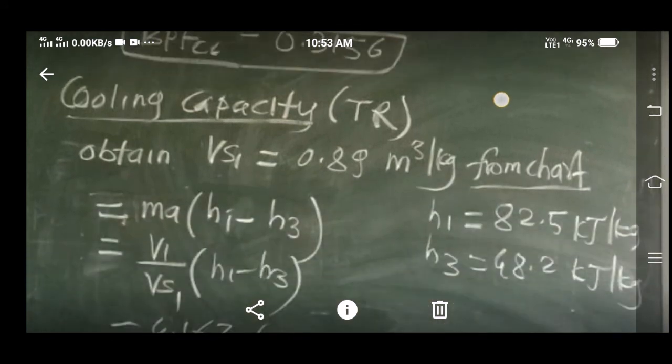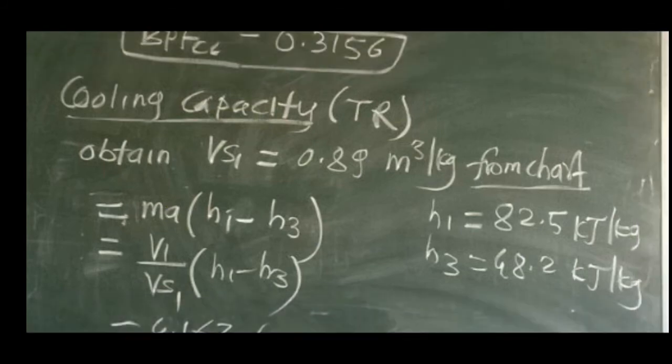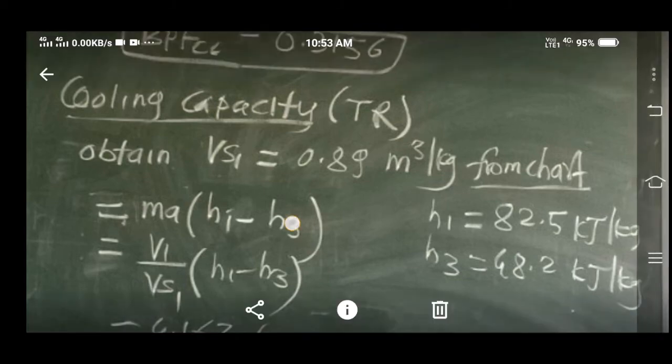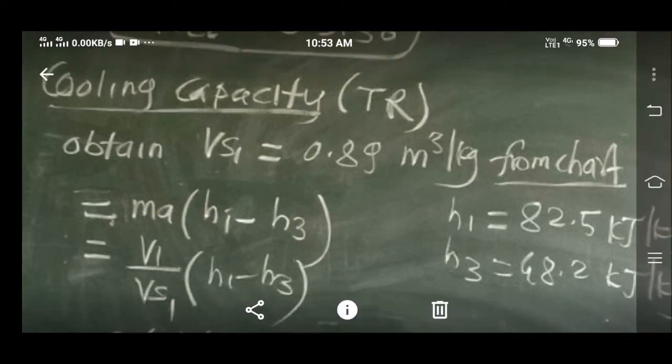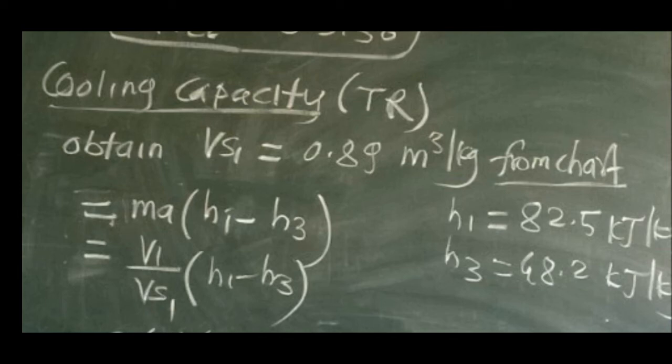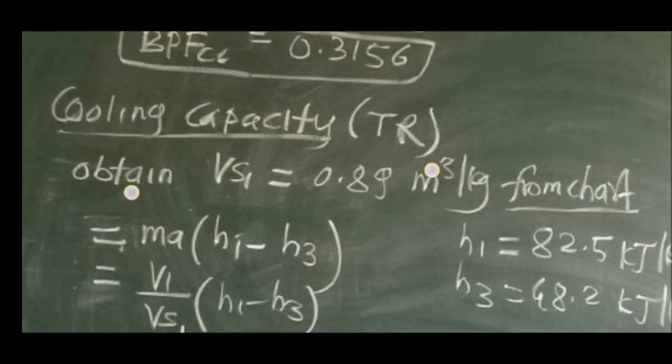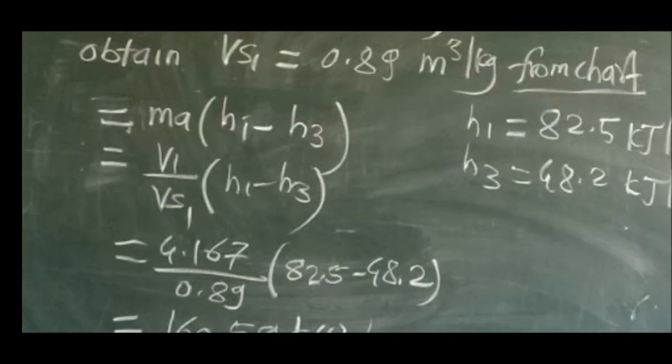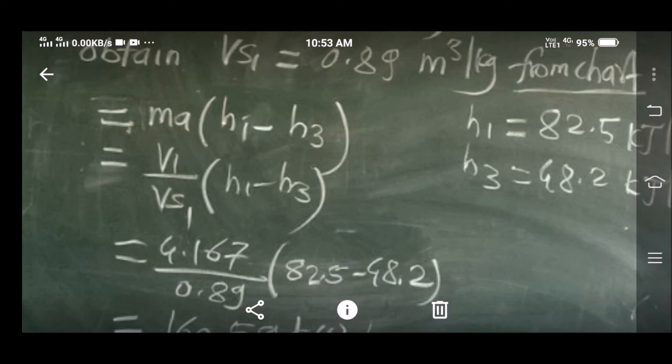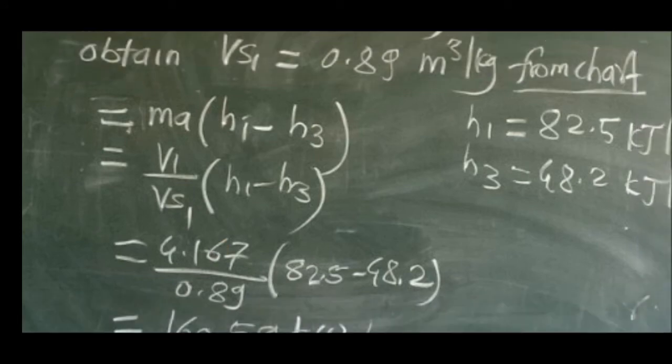Capacity of cooling coil, how to obtain? By using the formula MA, mass of air, into H1 minus H3 the difference, since 1 to 3 is a cooling process. MA is calculated as V1 upon VS1. V1 is given, VS1 from the psychrometric chart, so V1 in meter cube per second.